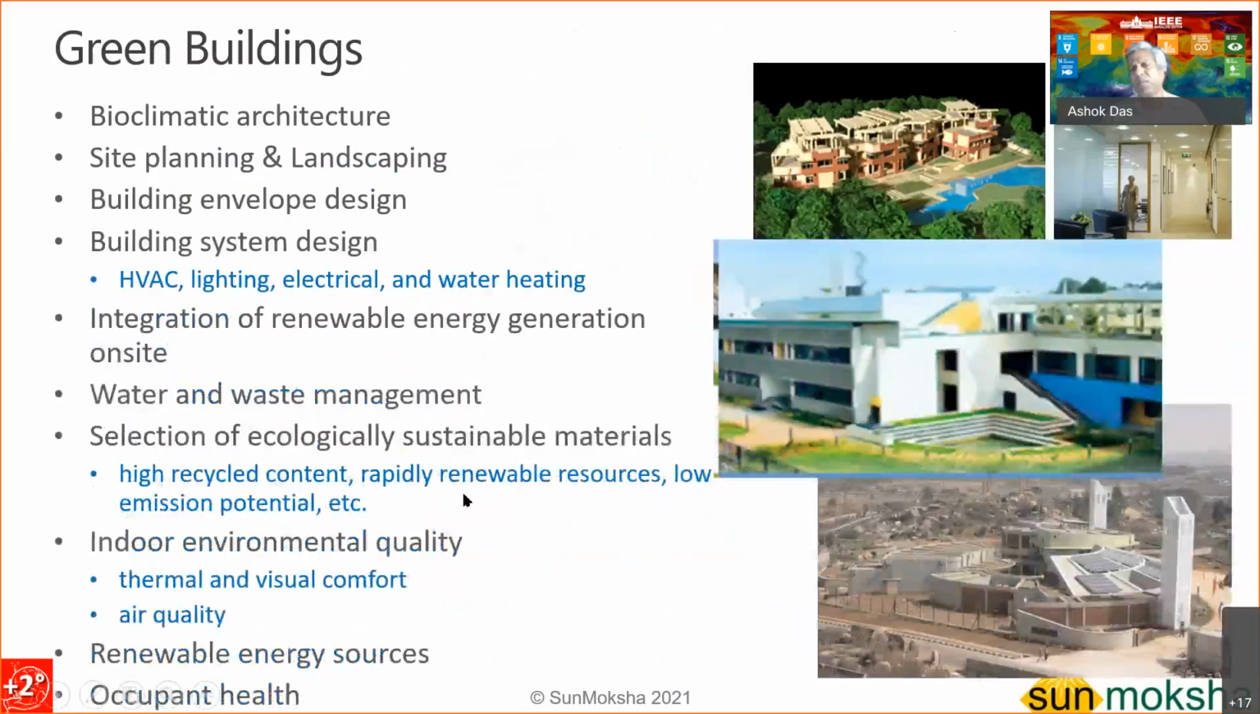The other area is green buildings. The whole goal is reducing the footprint of the building. And so it must be bioclimatic: building envelope design, building system design, HVAC, waste management, localized energy, localized material, so that we don't spend too much energy to bring material from outside. These are some examples of the green buildings that we have. This is the CII Center in Hyderabad. This is IIT Kanpur. This is the TERI Building. And there are many standards available like GRIHA and LEED.